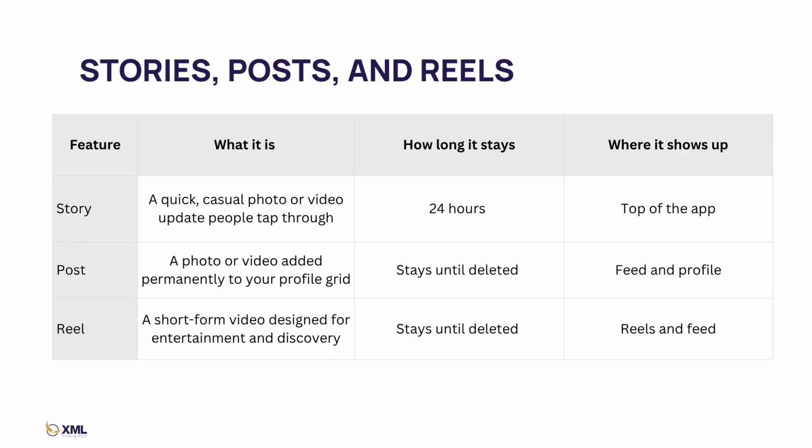Now let's talk about the difference between stories, posts, and reels, because these can be confusing for new users. A story is a quick photo or video update that disappears after 24 hours. Stories appear at the top of the Facebook app and are often used for casual, temporary updates. A post is something that stays on your profile until you choose to remove it. Posts can include photos, videos, text updates, or links.